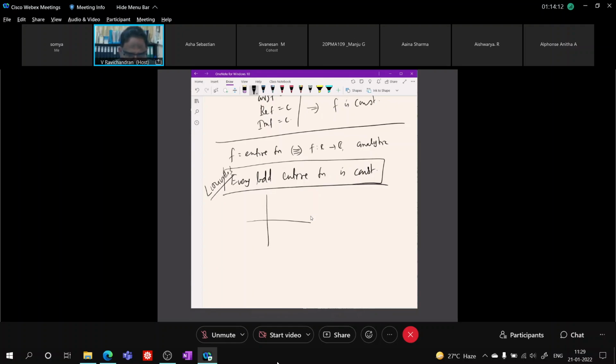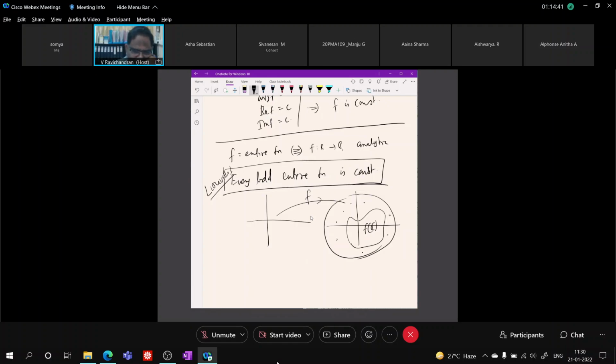So what does it say? If you have a mapping from C to C, then bounded entire means it is analytic. That is the only thing. And bounded means the image is contained in a very big disk of some radius. That means f of C is contained in some big disk. So f never assumes these values.